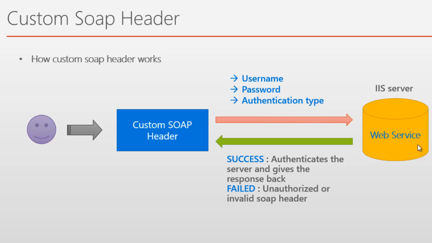After receiving the request, web service will process, and if it is a valid custom SOAP header request, it will just process and return the response. Like if there is any calculation of two integers like a and b, it will just sum of that two integers and return the response. If the custom SOAP header is invalid, web service will just return as unauthorized or invalid SOAP header.